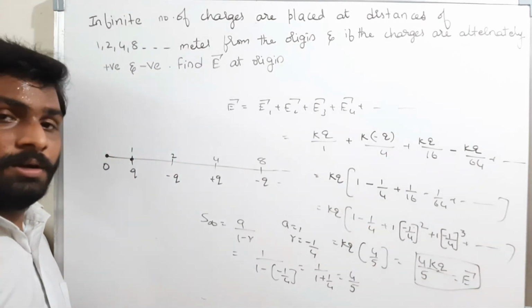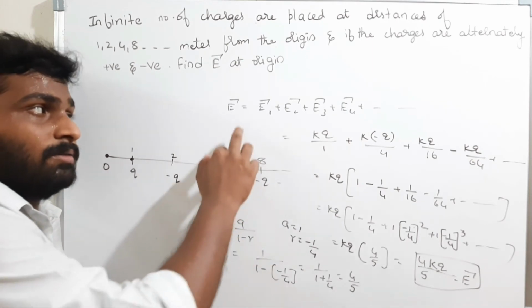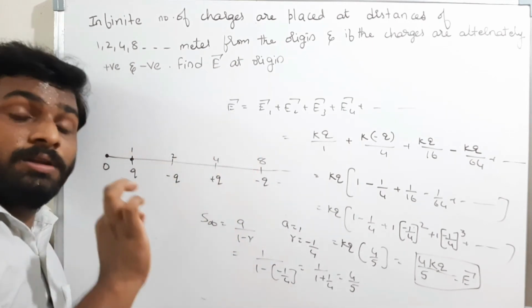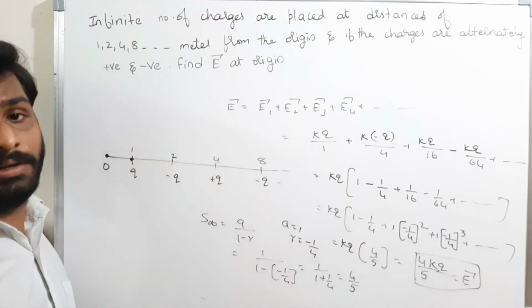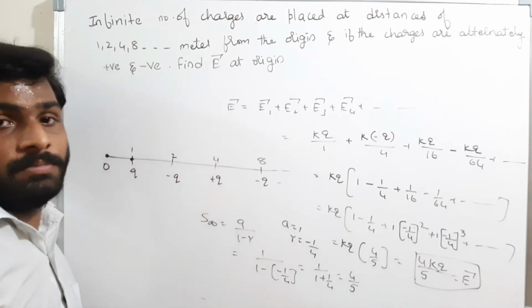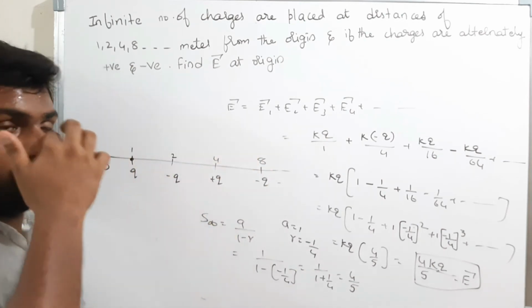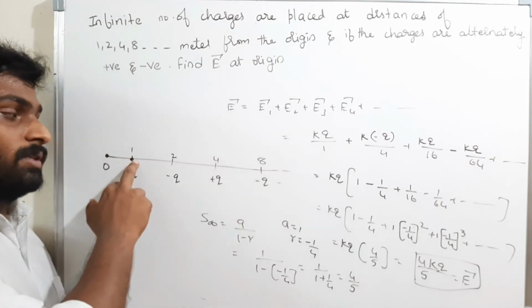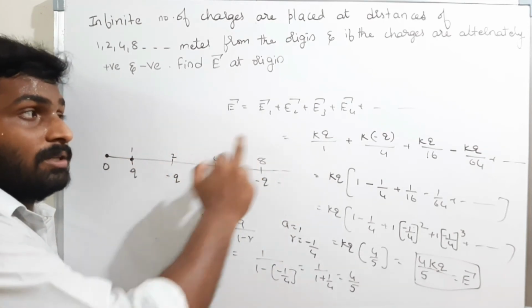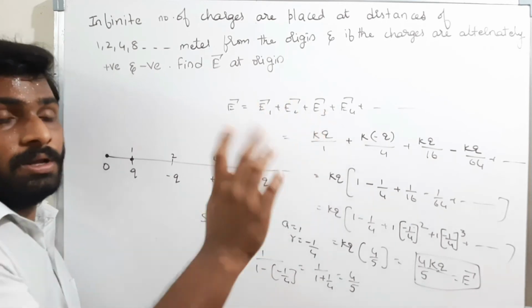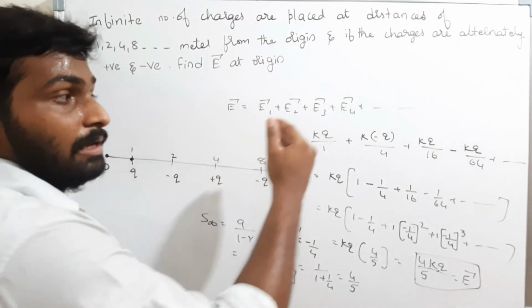I think the question is clear. See here, the electric field at any point is simply the vector sum of all the electric fields acting at that point because of all the charges. Because of the first charge it is E1, because of the second charge it is E2, because of the third charge it is E3, and so on. The sum of them is taken till infinity.